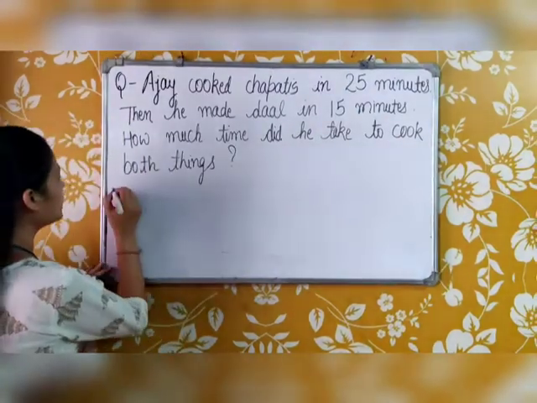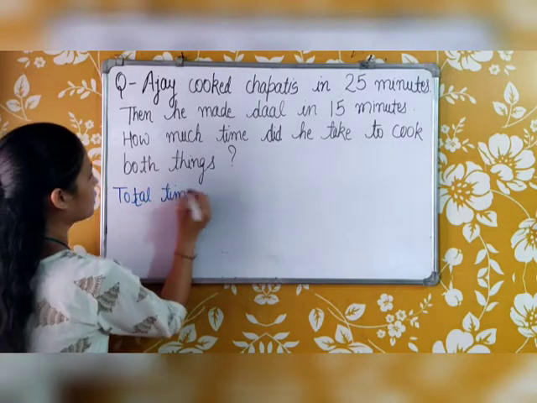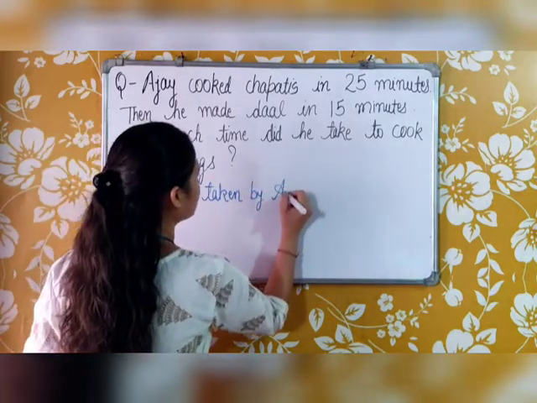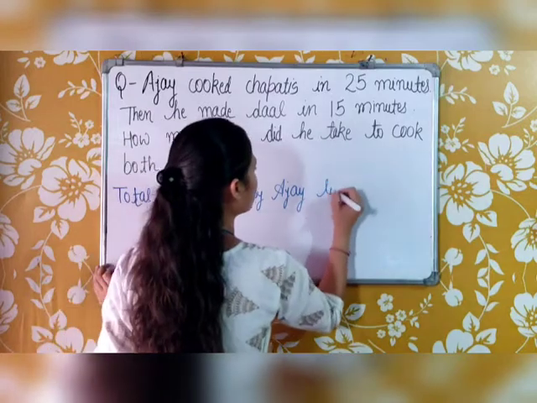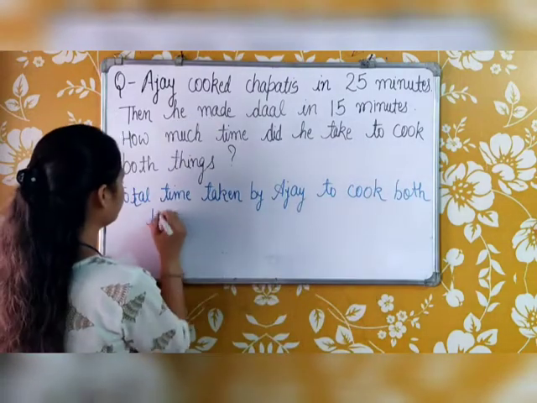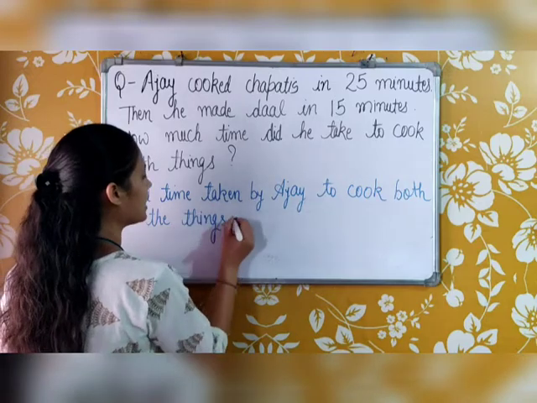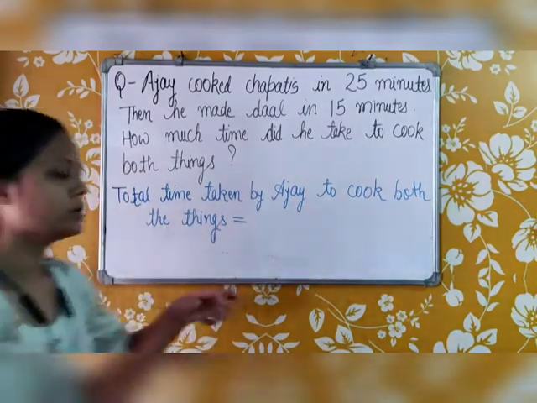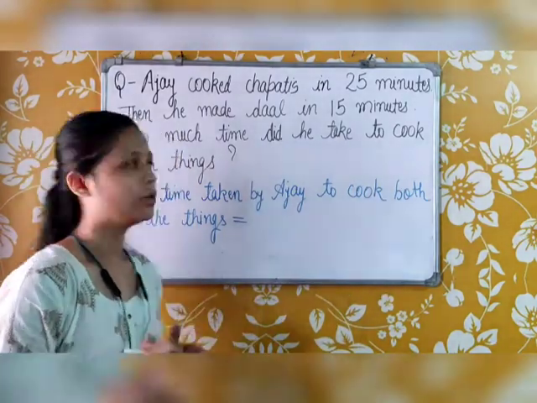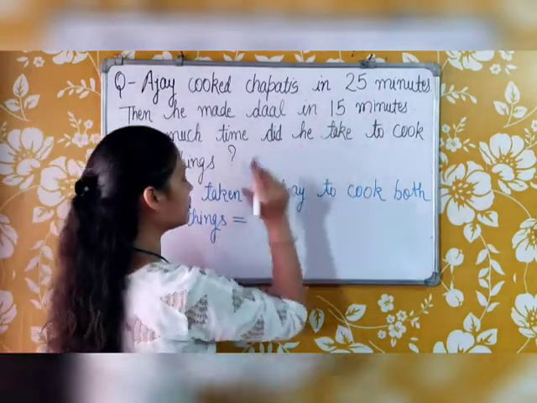So we will write here: total time taken by Ajay to cook both the things. We have to tell the total timing. So what will we do? We will add. To find the total timing, we do addition.